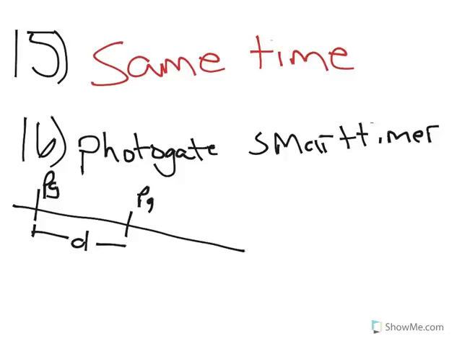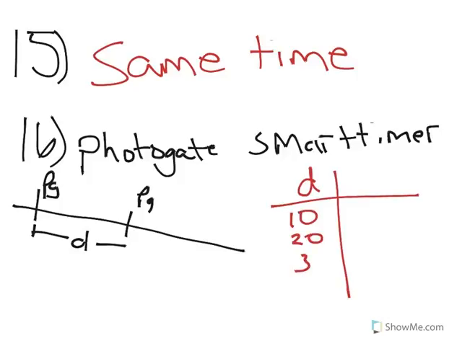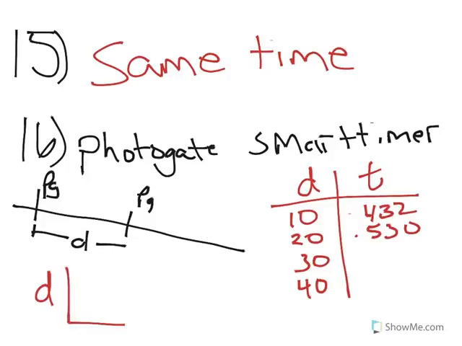Number 16, the thing that you're supposed to remember is we had the photo gates and the smart timers out. We placed the photo gates at set distances from each other. So we had like 10 centimeters, 20 centimeters, 30 centimeters, 40 centimeters, and so on. And then using the photo gates and the smart timers, we were able to get really accurate times for these things. And then once you got that done, you could graph the distance versus time, and it should have looked something like that. Okay, a curved graph.